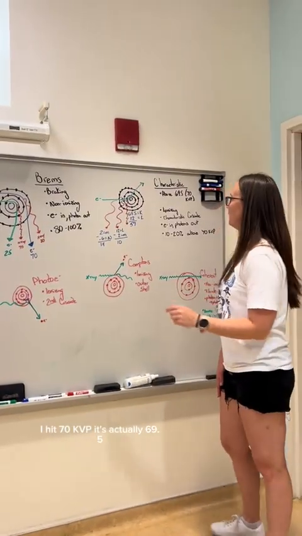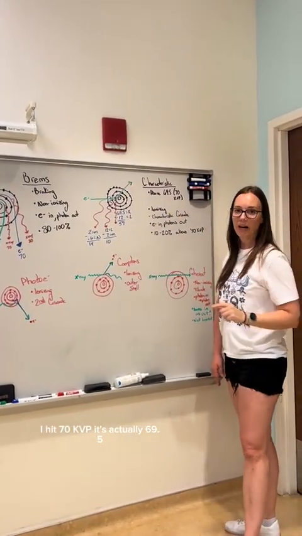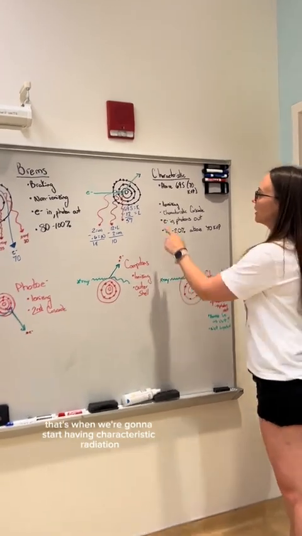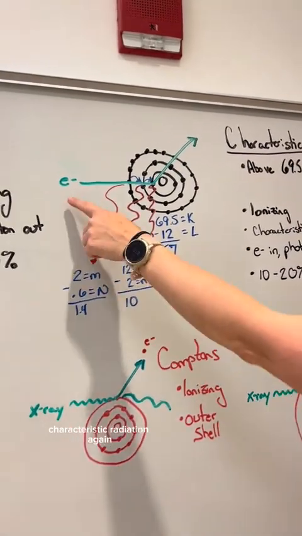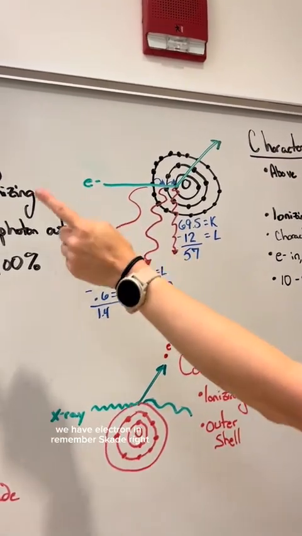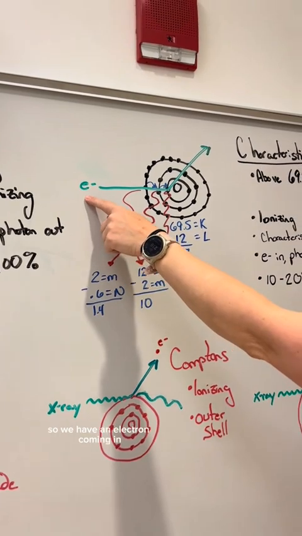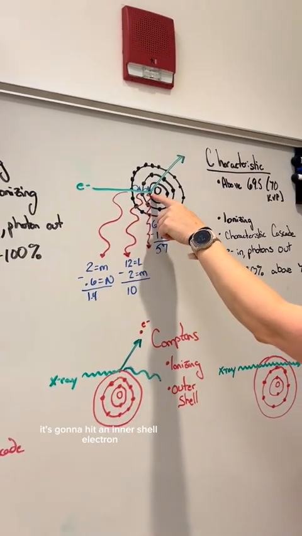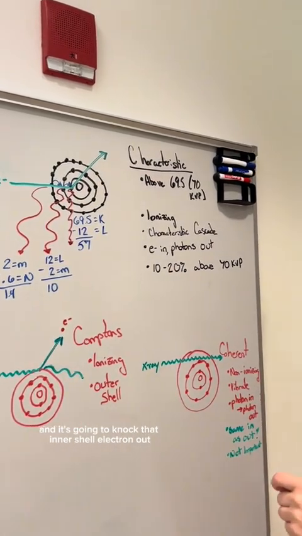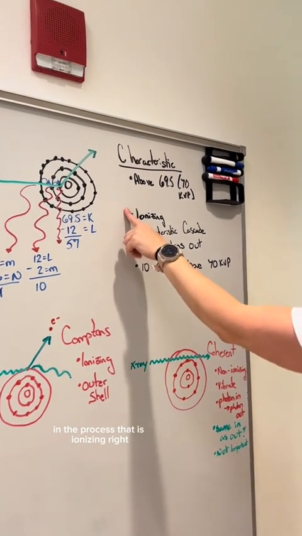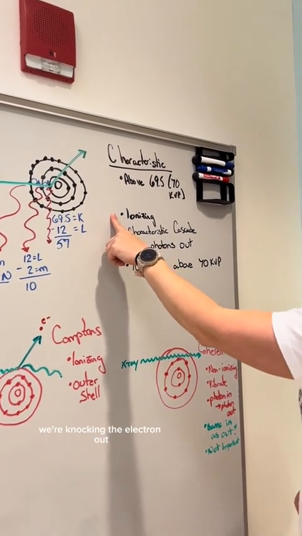hit 70 kVp, it's actually 69.5, that's when we're going to start having characteristic radiation occurring. Characteristic radiation, again, we have electron in, remember SCADE, right? So we have an electron coming in, it's going to hit an inner shell electron and knock that inner shell electron out. In the process, that is ionizing, right? We're knocking the electron out.